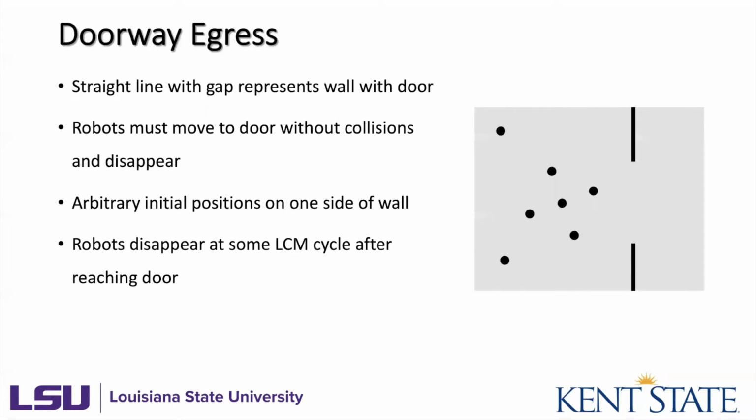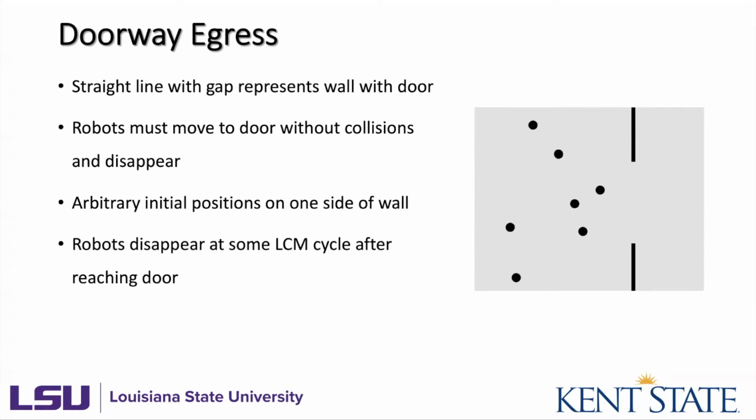or distance. We consider the problem of doorway egress, where the real plane is bisected by an infinite line with a single gap in it. And this straight line with a gap represents a wall with a door. And the problem of doorway egress is for the robots to move to the door without collisions and disappear through it. And this resembles robots evacuating from a workspace after completing their task.